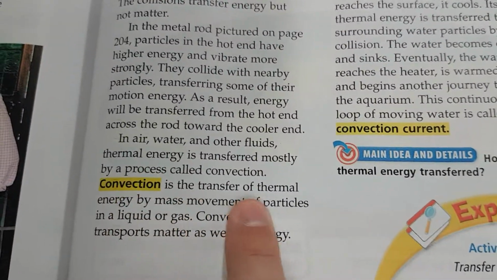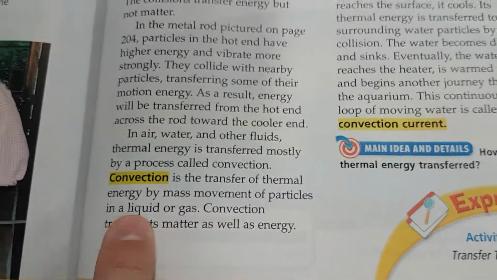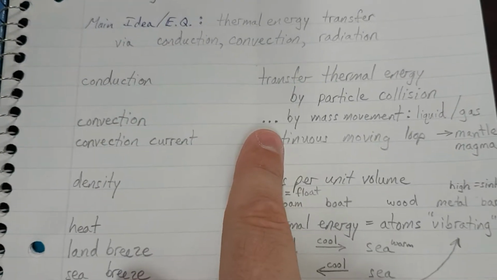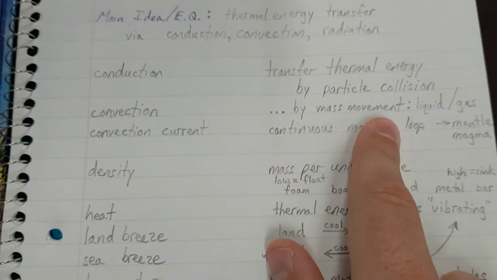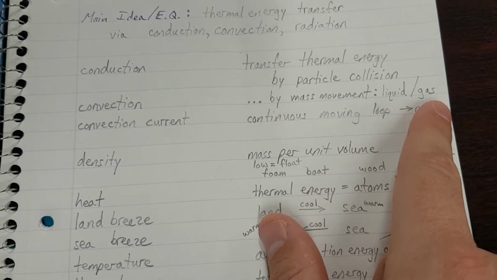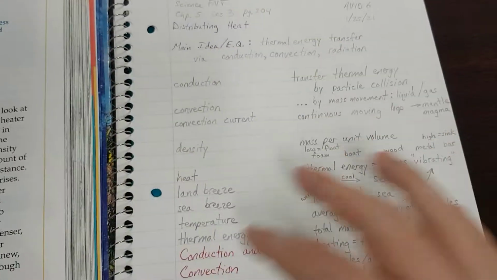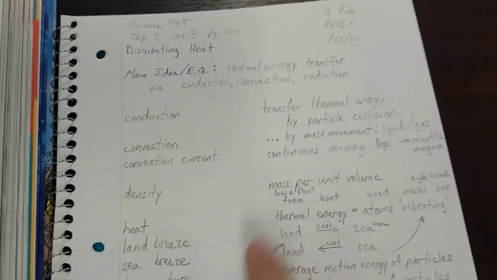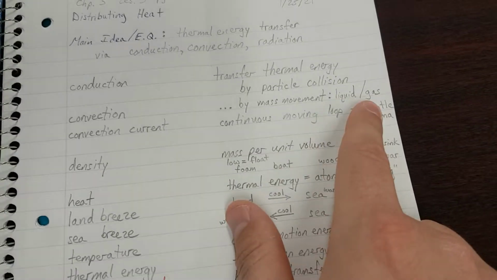Next up, convection. Convection is the transfer of thermal energy by mass movement of particles in a liquid or gas. Convection, it's the transfer by mass movement, liquid/gas. So liquids can swirl and move, gases can mix when the air blows. That's convection by mass movement, and it happens in liquids and gases.